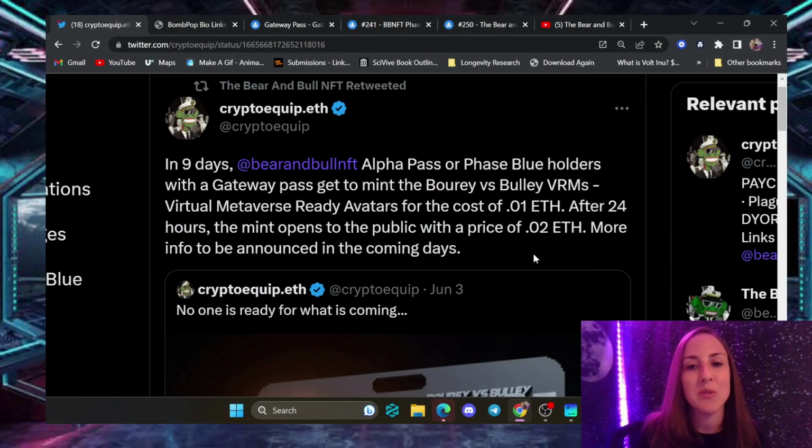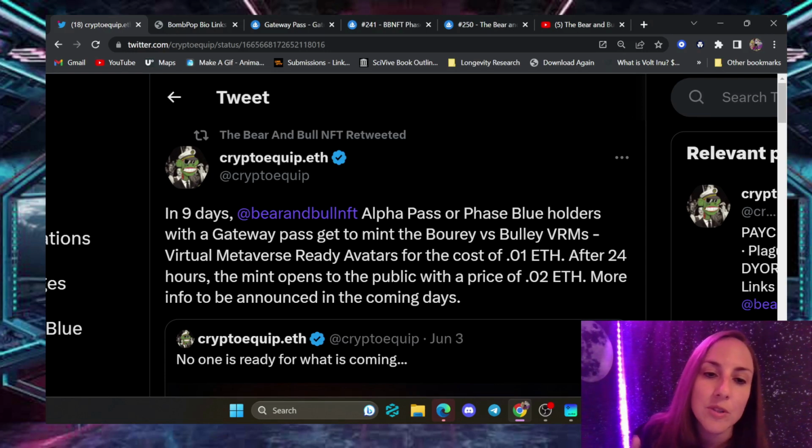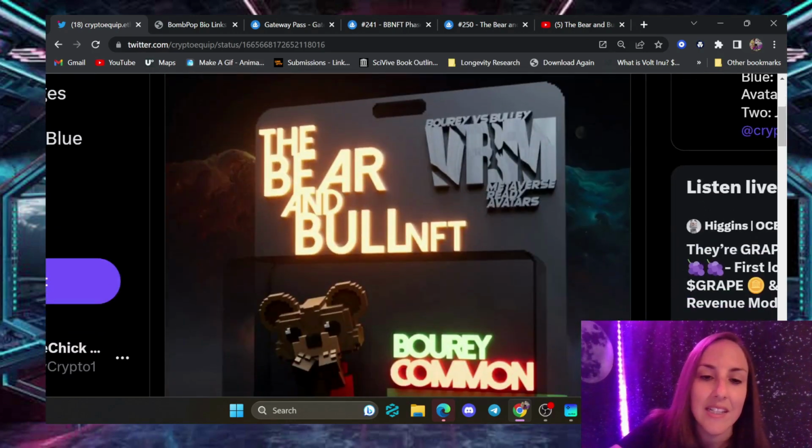Now, I love that Crypto Equip made them so affordable. So in order to get your hands on one of these bad boys first, keep in mind there's only 333 of them. The last NFT collection, when the bulls came out, they were minted out in 5 minutes. So I think they're going to be minted out for sure. But it's going to cost you 0.01 Ethereum, and you will be able to get your hands on them first if you own a bull or a bear and a gateway pass. But after 24 hours, the mint opens to the public with a price of 0.02 Ethereum. More info to be announced in the coming days. And that's what he said about that.